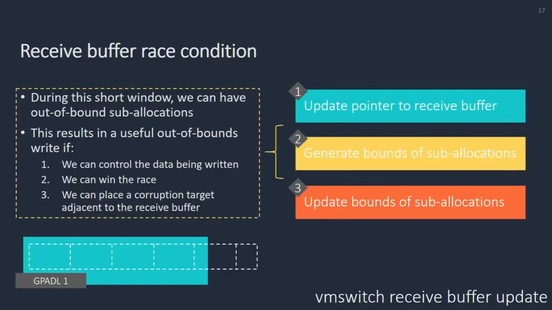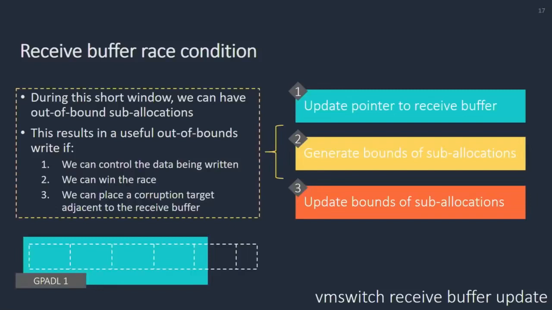During this tiny window in between those two steps, if you are able to get a parallel worker thread, because those are the threads that are writing to that receive buffer, if you can get one of those threads to write in parallel to the receive buffer while you're updating the receive buffer, which is a tiny window of maybe a few hundred cycles, then you're actually going to be able to write data out of bounds in the host OS. And that's kind of a great bug for us.